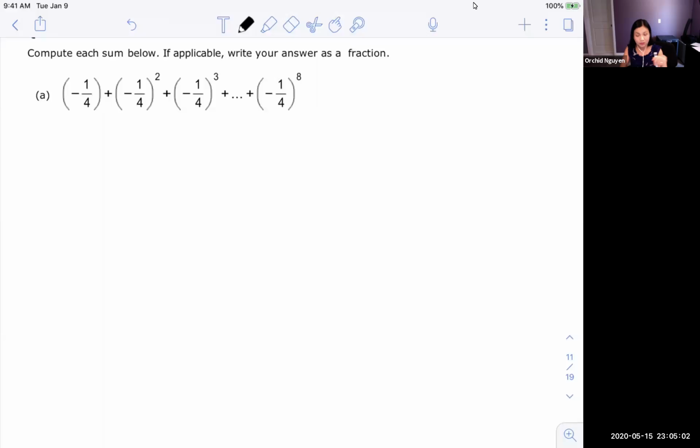Hi class, so for this video, I want to talk about geometric series. So we're adding the terms, all the terms together. For this one, we need to know the formula. So let me write down a formula for you.